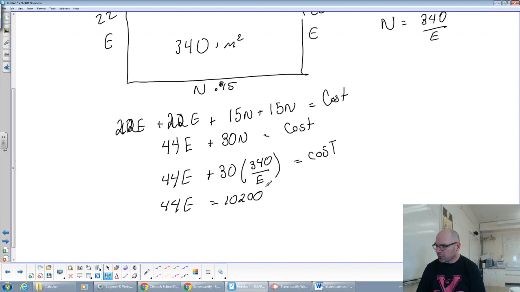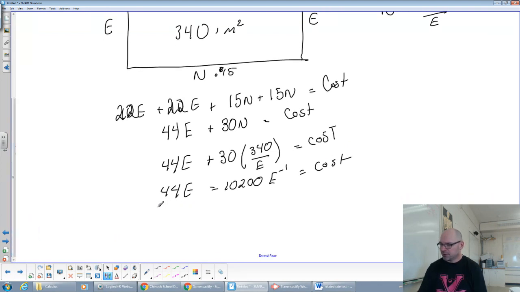Okay, and this time we're going to bring that E up and write it as E to the power of -1, because we're going to end up having to take the derivative anyway. E equals cost. So now we're going to take the derivative of cost and set it to 0. The derivative of 44E is 44, plus -1 times 10,200 E to the power of -2, equals 0.